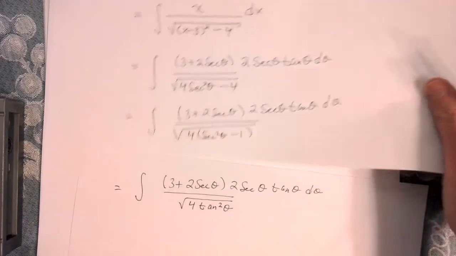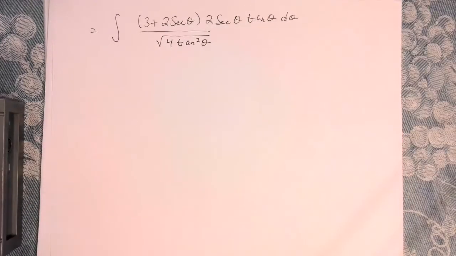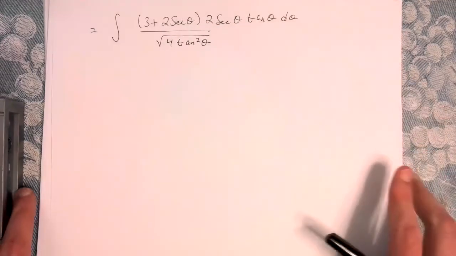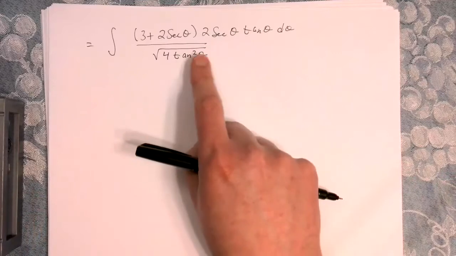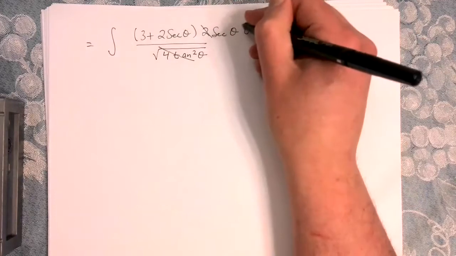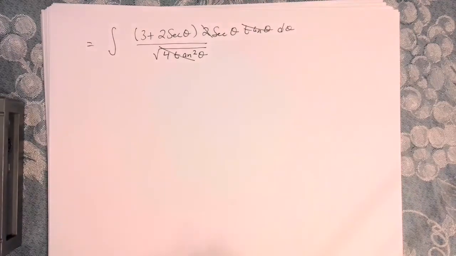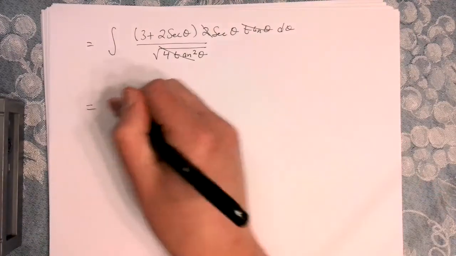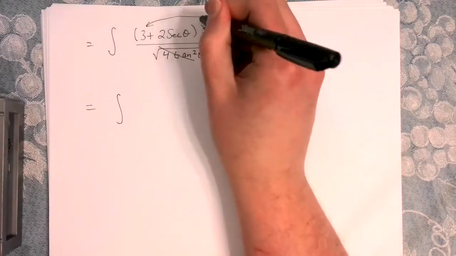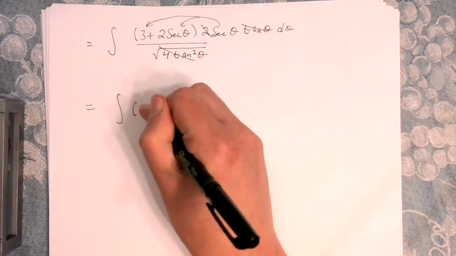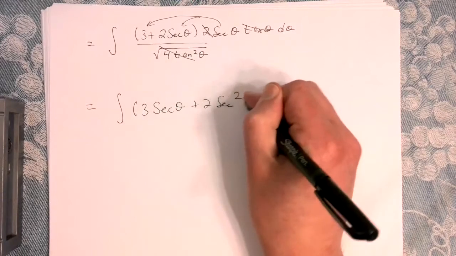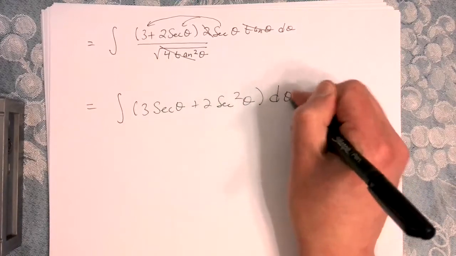But if we're kind of clever about this, we realize that the 2 tangent will cancel with the 2 tangent. And again, we are taking theta, so that this is nice. Everything is nice. So that cancels, that cancels. Okay, so that seems nice. That means I can distribute my secant that's left over. That'll go here and here. So that'll give me 3 secant of theta plus 2 secant squared of theta, d theta.